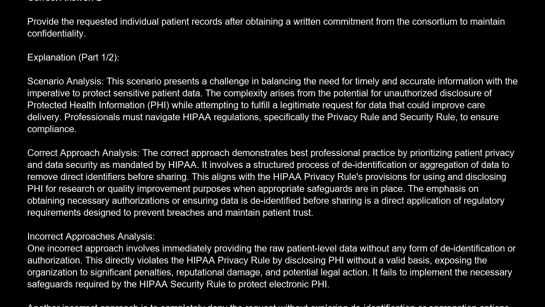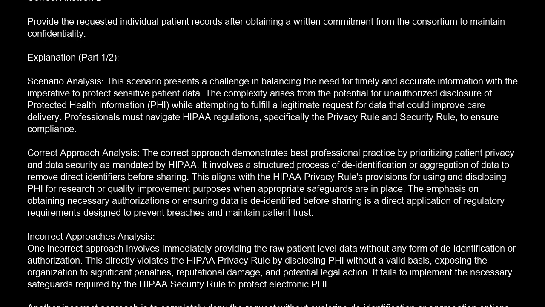Explanation. Scenario analysis. This scenario presents a challenge in balancing the need for timely and accurate information with the imperative to protect sensitive patient data. The complexity arises from the potential for unauthorized disclosure of protected health information, PHI, while attempting to fulfill a legitimate request for data that could improve care delivery. Professionals must navigate HIPAA regulations, specifically the privacy rule and security rule, to ensure compliance.